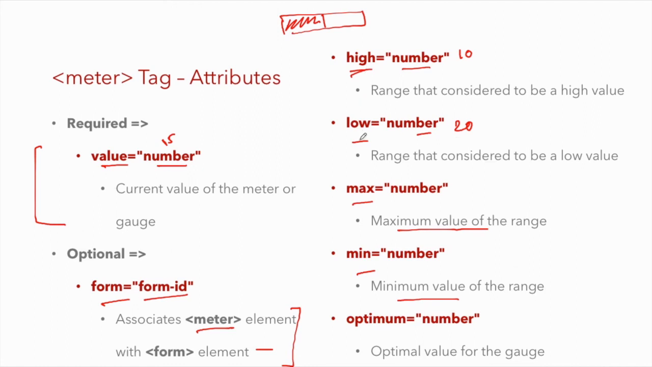So high and low are used to specify the range, where high can be the highest value and low can be considered the lowest value. You can work really well with these values and create multiple combinations of the meter tag. You have an optimum attribute as well, where you can specify a number which signifies the optimum value for the meter. We'll take a few examples so that you can understand.